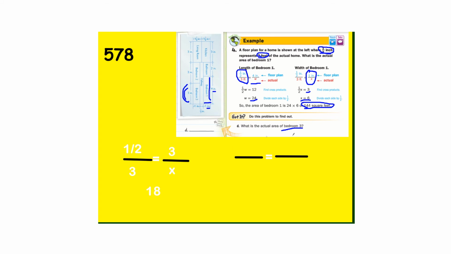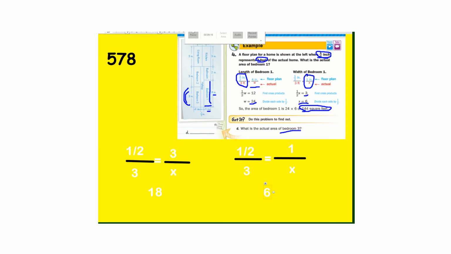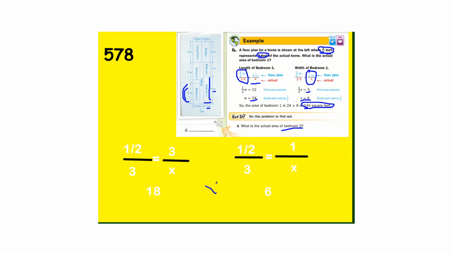So we have 1/2 inch to 3, and then we have 1 over x. So you set up your proportion, 1/2 inch to 3, and then 1 over x. 3 times 1 divided by 1/2 is 3 times 2 is 6. Then we have to find out the area of the bedroom. So then we have 18 times 6. And 18 times 6 is 108. So we have 108 square feet.